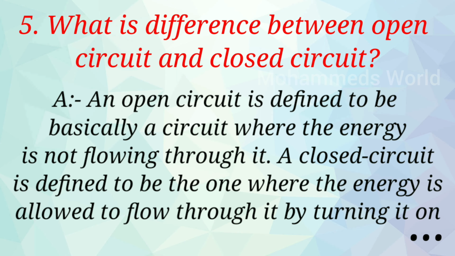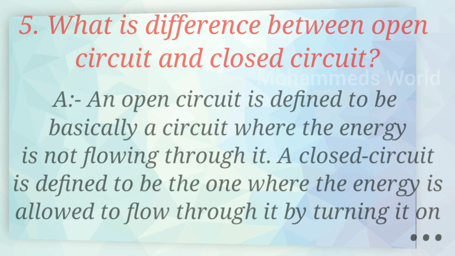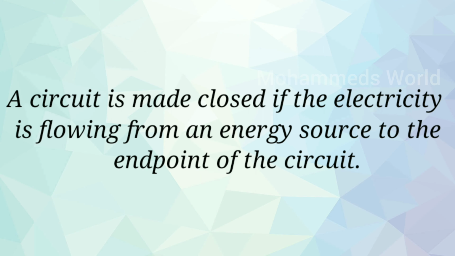What is the difference between an open circuit and a closed circuit? An open circuit is defined to be basically a circuit where the energy is not flowing through it. A closed circuit is defined to be one where the energy is allowed to flow through it by turning it on. A circuit is made closed if the electricity is flowing from an energy source to the endpoint of the circuit.